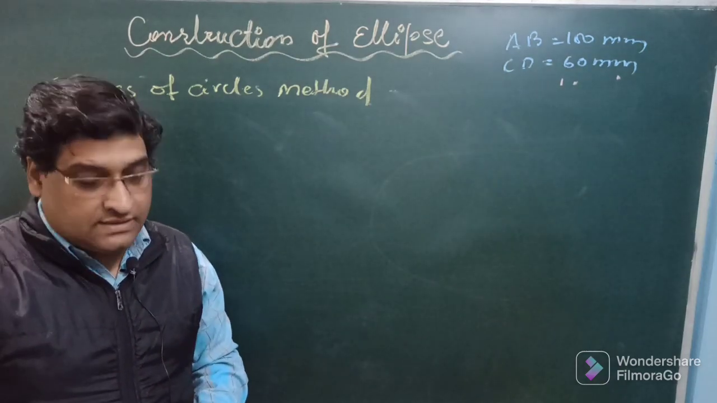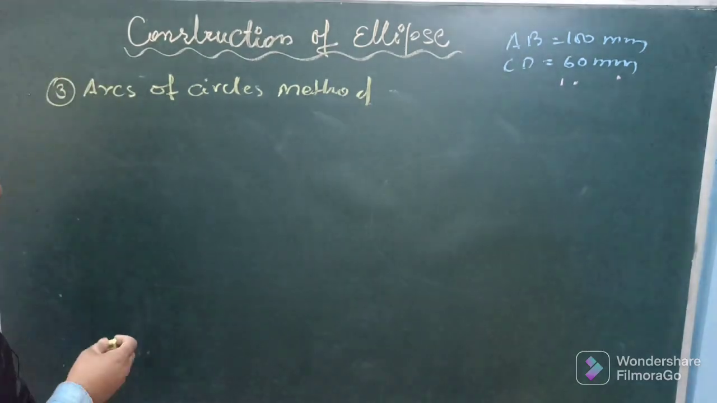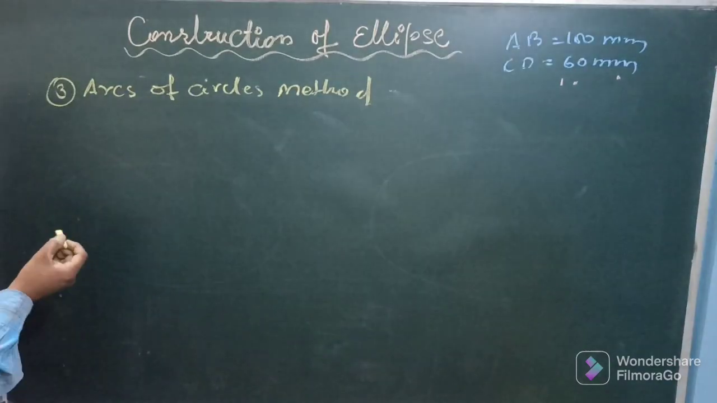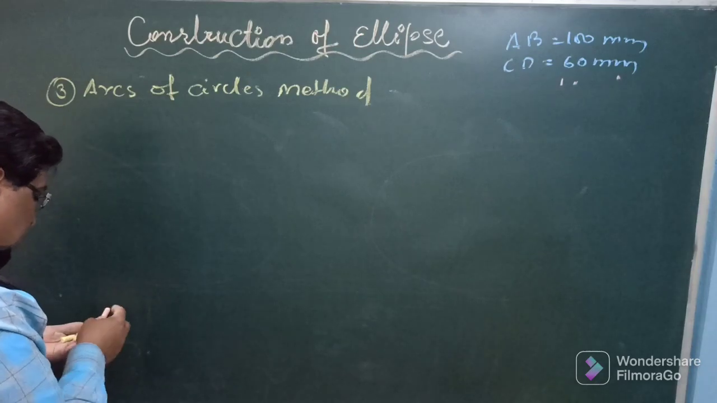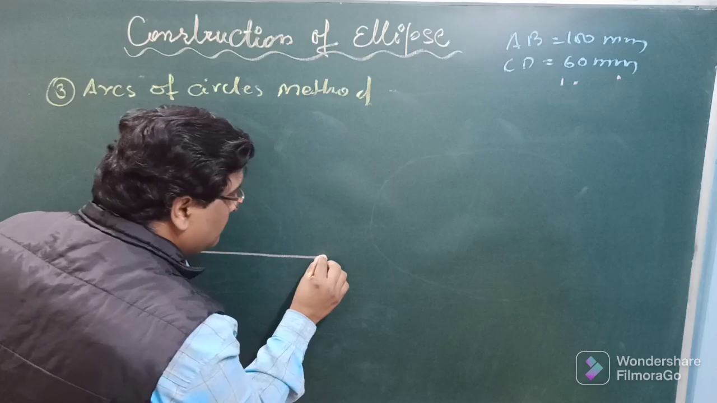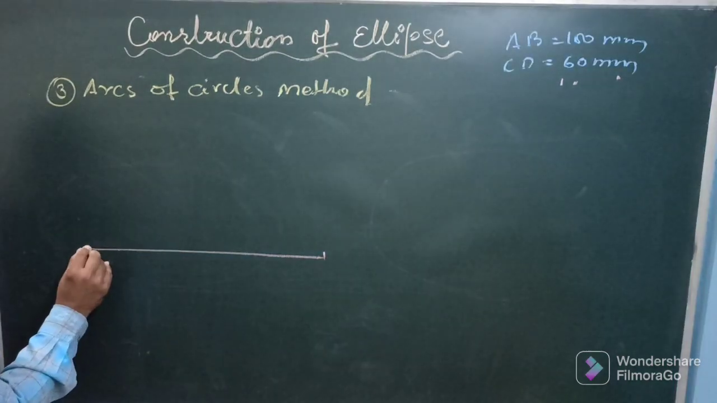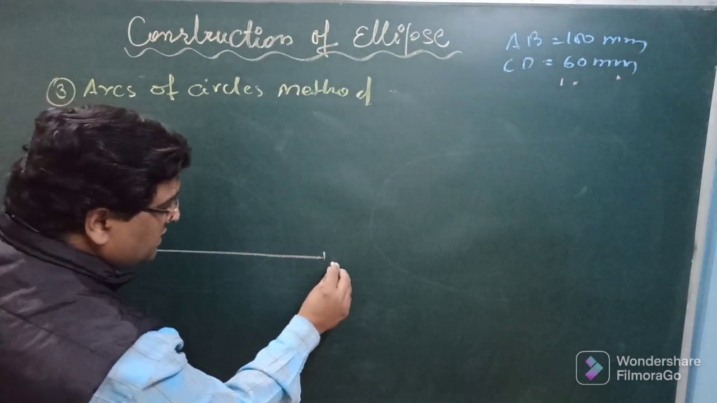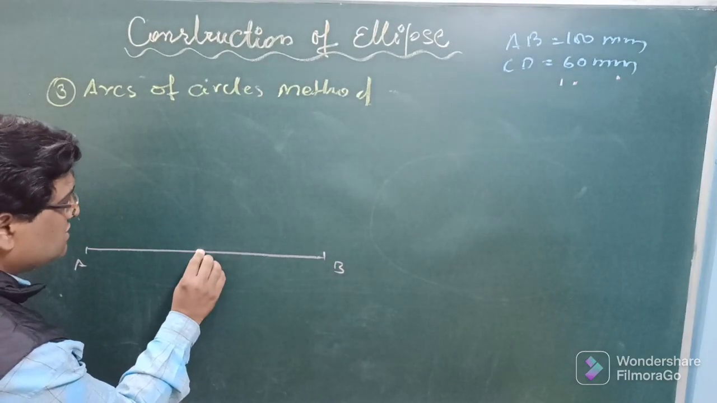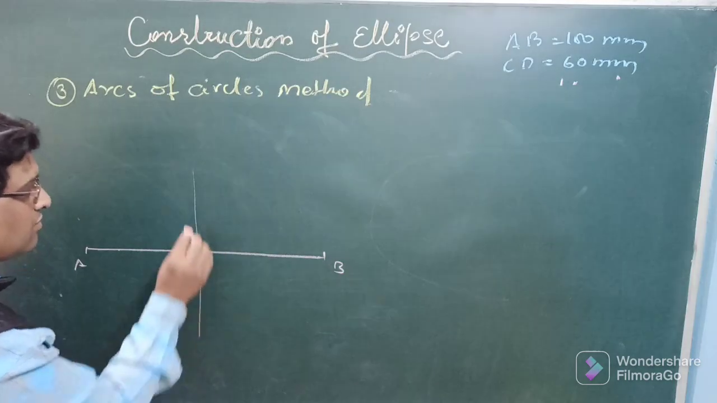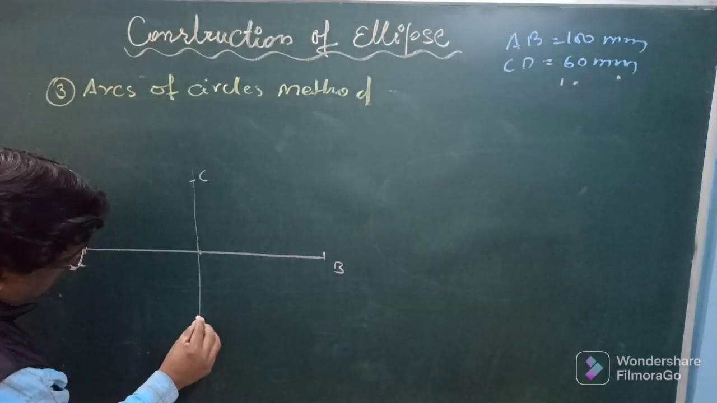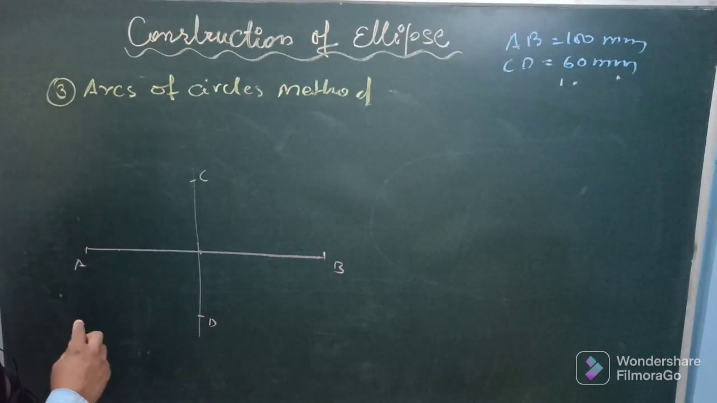Now let us discuss the third method, that is the arcs of circles method or intersecting arcs method. Again, in this question you require AB, so this is AB. Also in this method you can draw the CD also, because it is given in our question. So say this is C, this is D, major axis and minor axis.